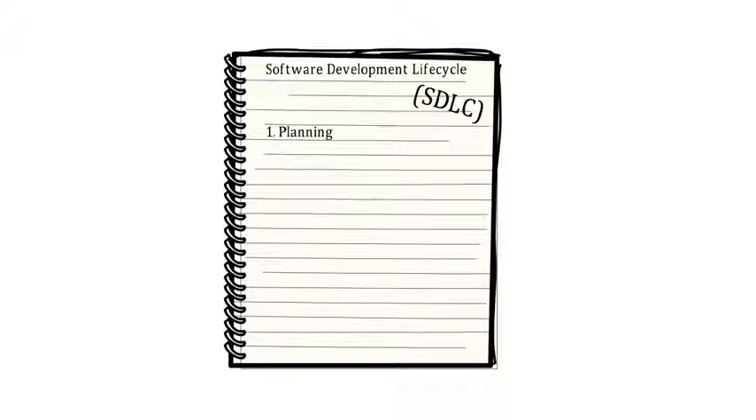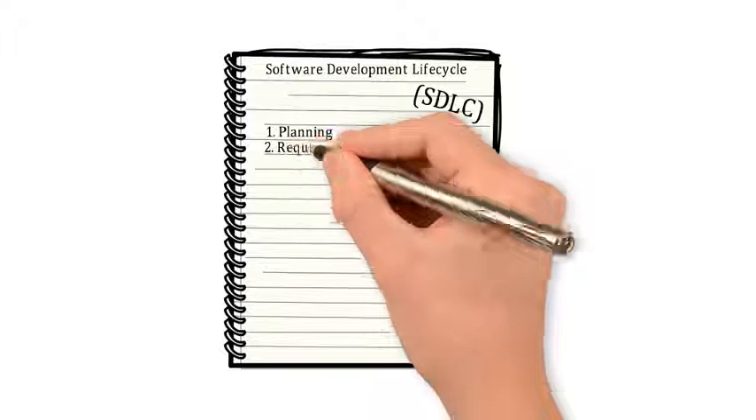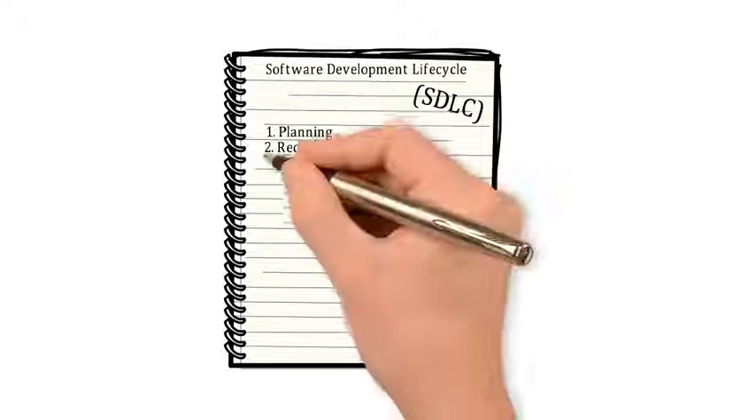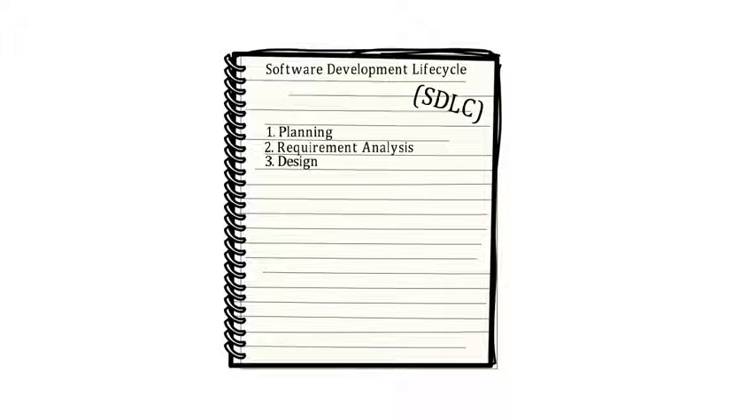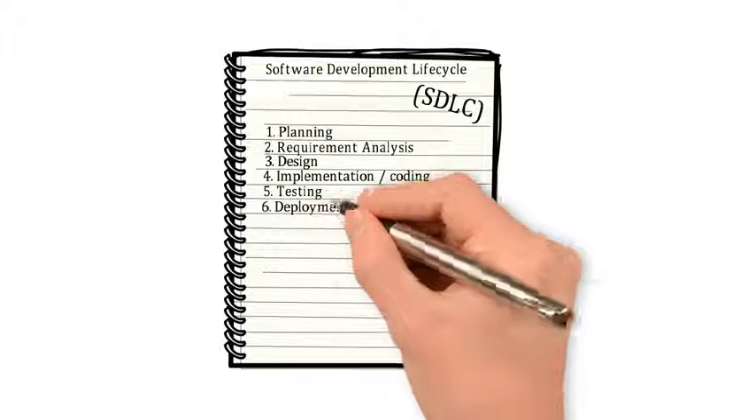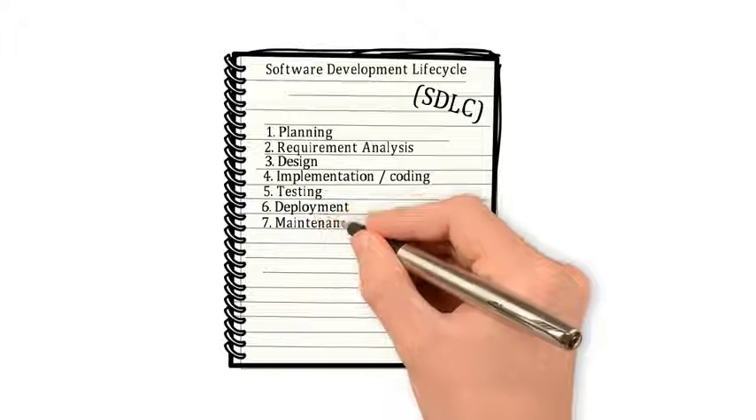Phase 1, planning. Phase 2, requirement analysis. Phase 3, design. Phase 4, implementation and coding. Phase 5, testing. Phase 6, deployment. And Phase 7, maintenance.